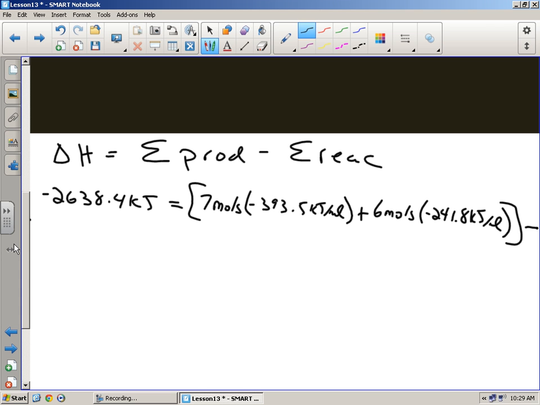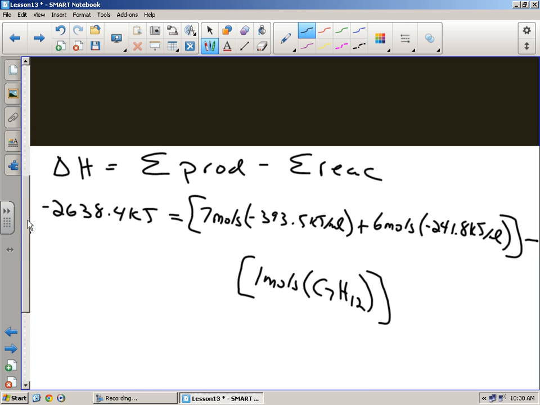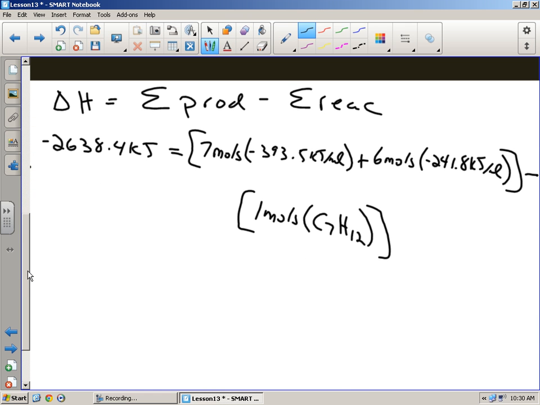The sum of the products, that's what that means in case you weren't here on Friday. Sum of the products minus the sum of the reactants. Well, on the reactant part here, I have 1 mole of my C7H12, okay? So, once again, you can notice this is pretty simple algebra now, guys. It's just solving for C7H12 here. We want to find the heat of formation for that.